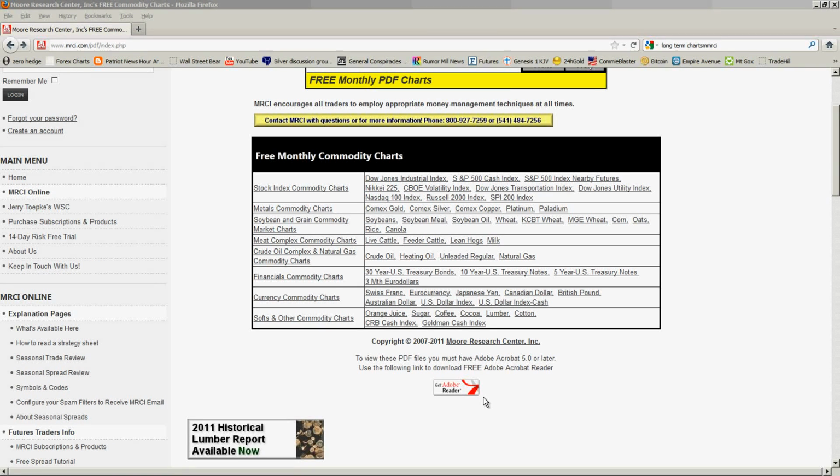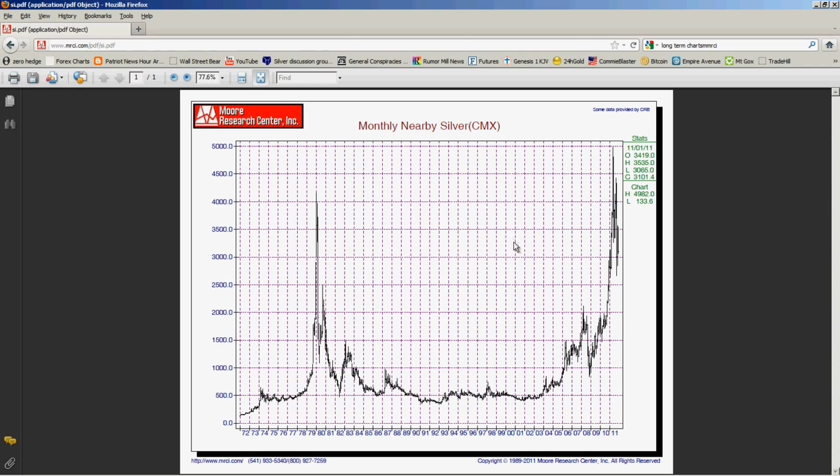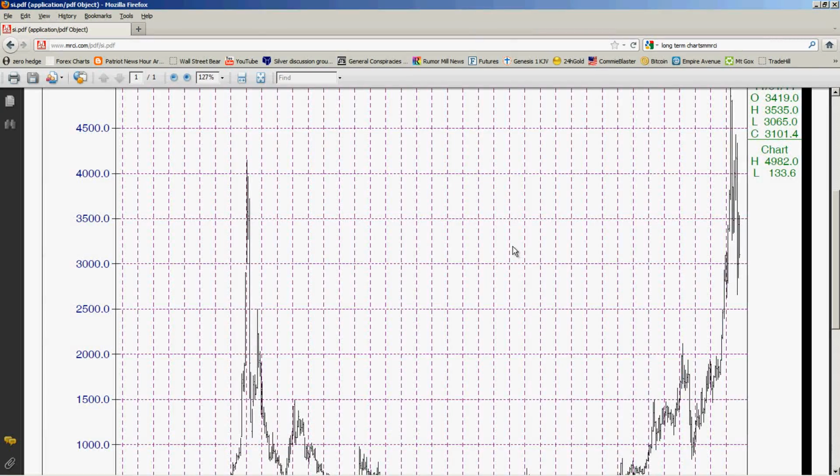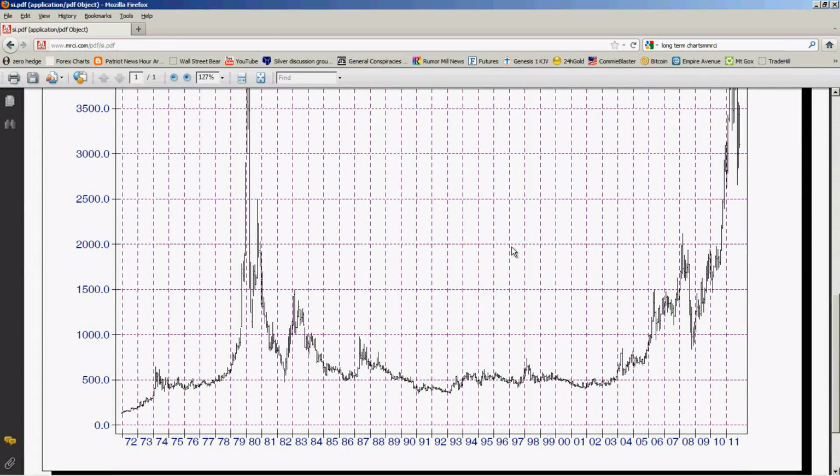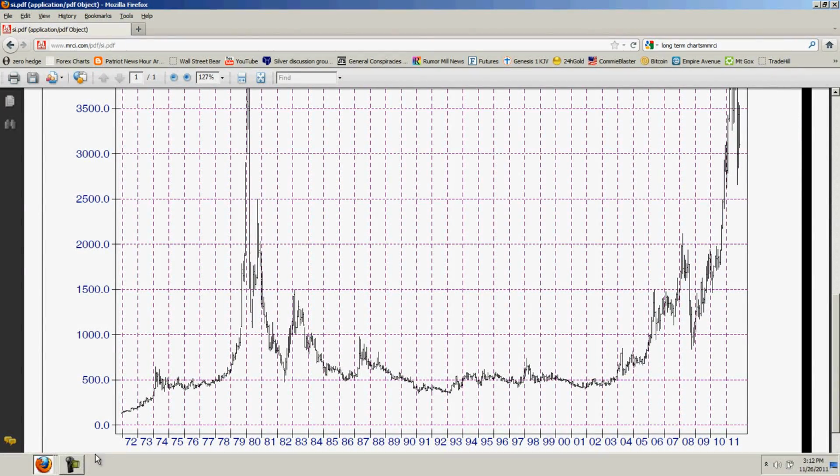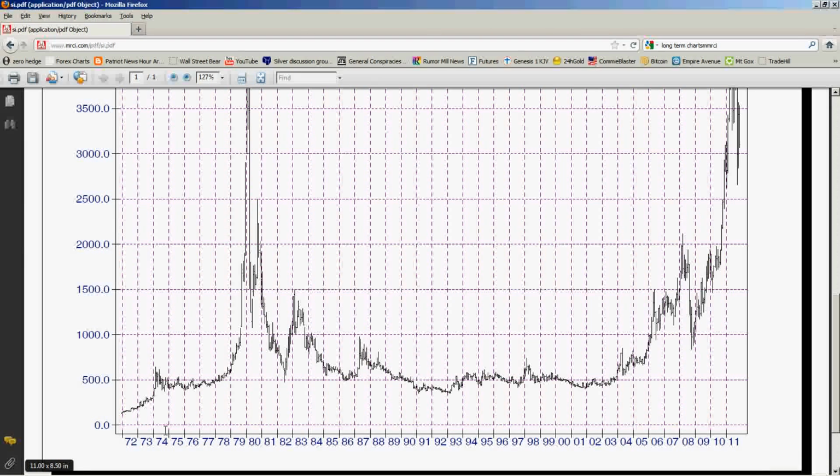So I wanted to start out with Moore Research. This is a site where you can get free commodity charts. I like these charts because they are in PDF format, they scale very easily, and they go all the way back a long ways. So for example, this is the silver chart. We can just expand it out. You can see we go all the way back to 1972. So this is where we initially hit $5.